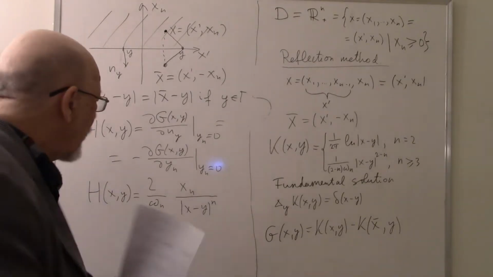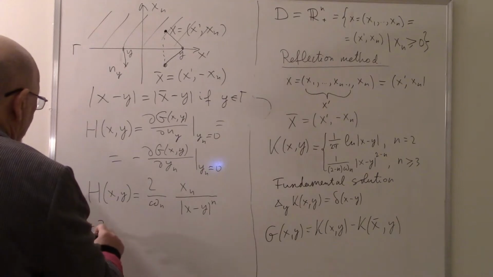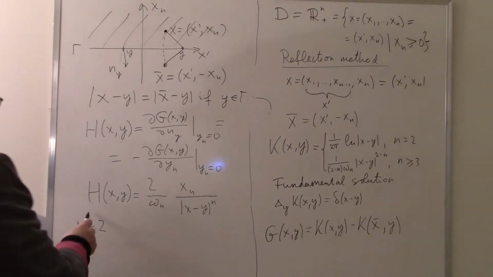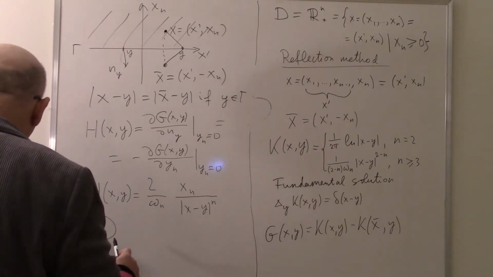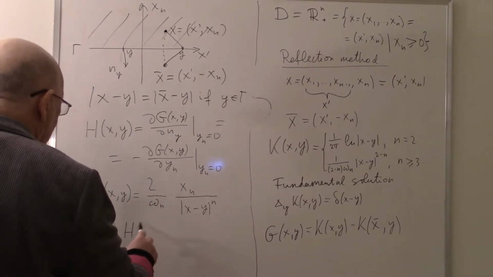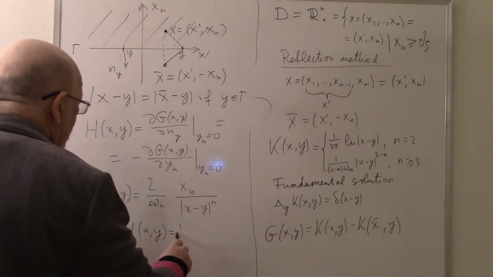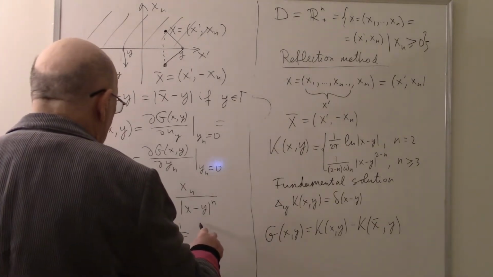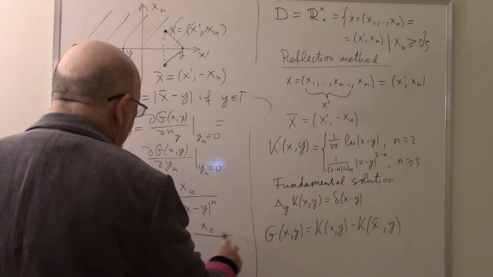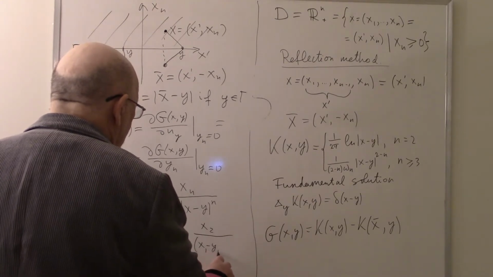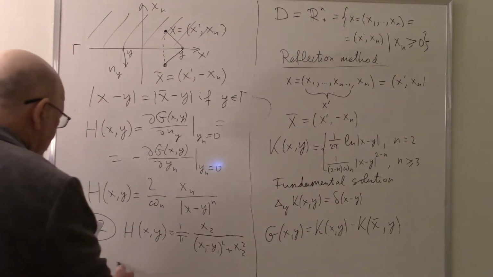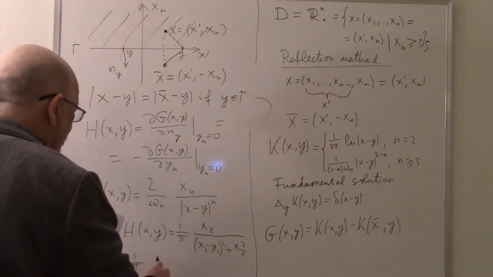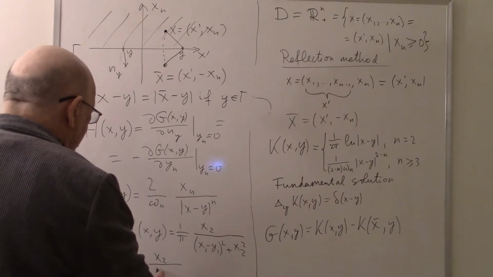Now, in particular, for n equals 2, we have the following formula. h of x, y equals 1 over pi times x_2 divided by (x_1 minus y_1) squared plus x_2 squared, which equals 1 over pi times x_2 divided by the modulus of x minus y squared.